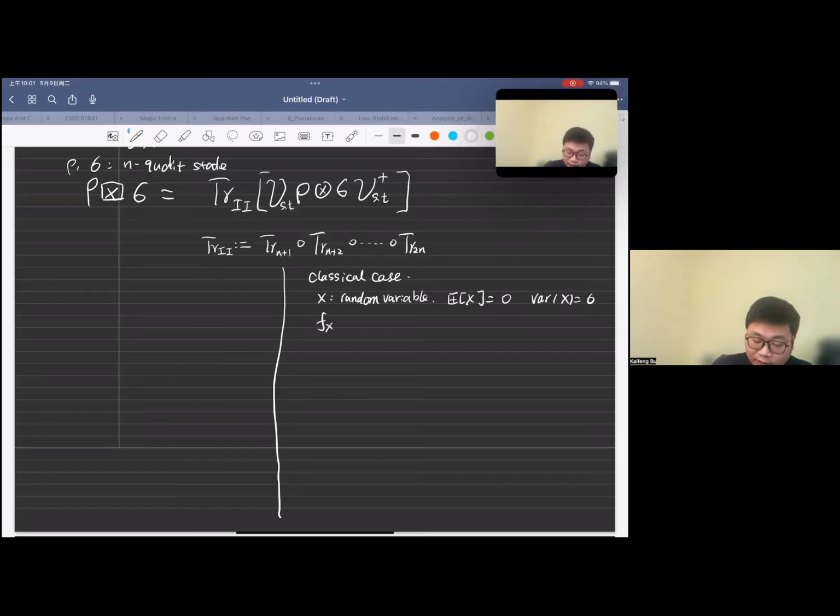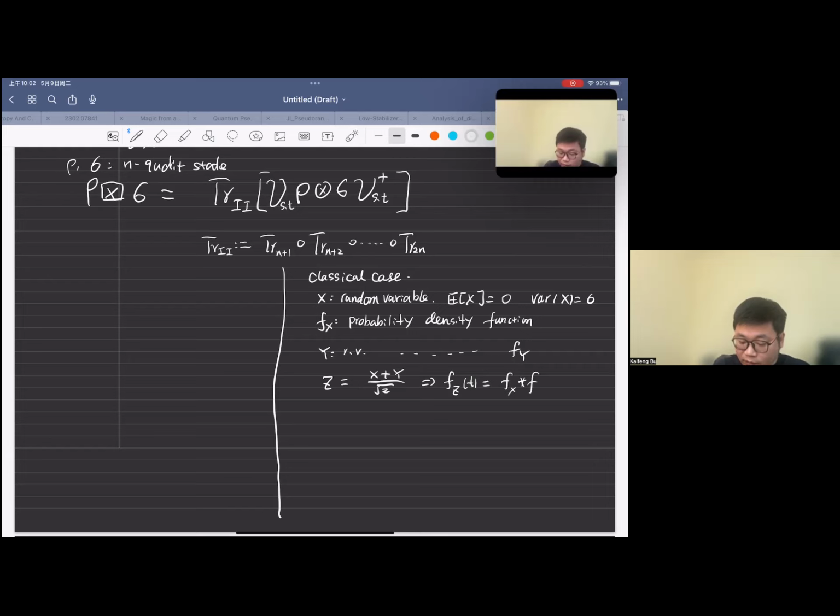And fx is the corresponding probability density function. Similarly, we have another random variable with the same condition, and fy is the corresponding probability density function. Now, let us consider another random variable, z, which is defined as x plus y divided by square root of 2. Then if you compute the corresponding probability density function of z, you will find that it is equal to the convolution of fx and fy on the square root of 2 scale.